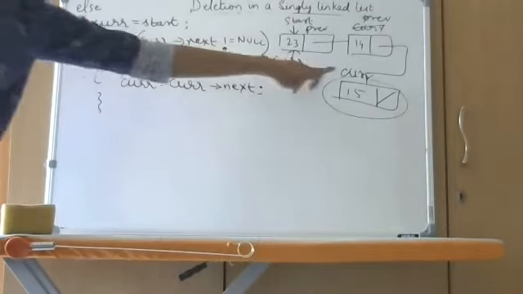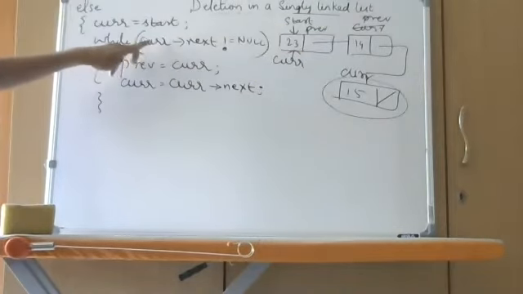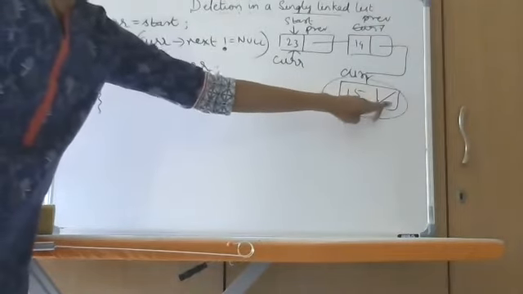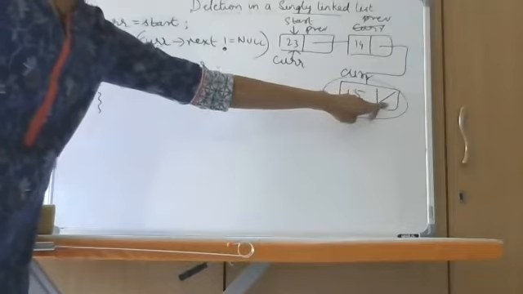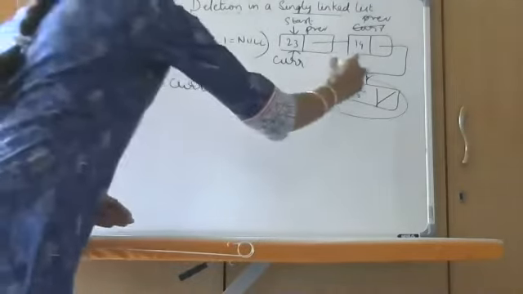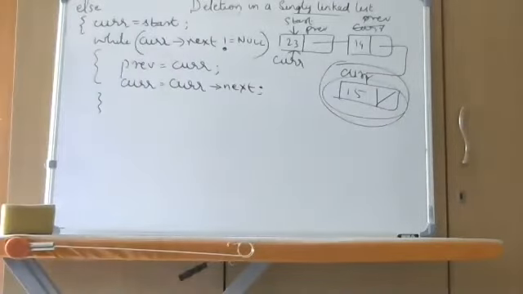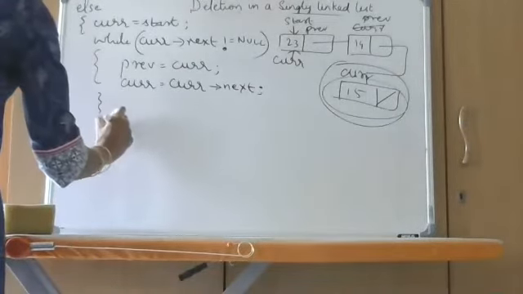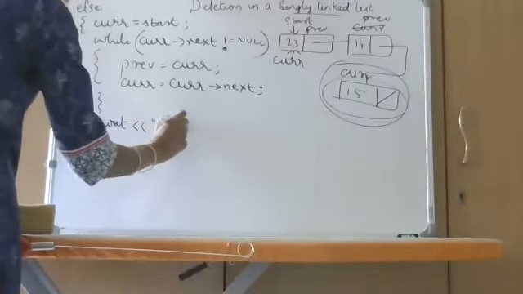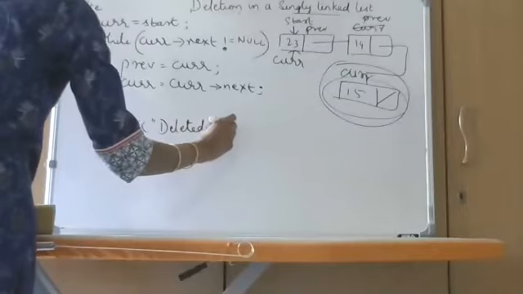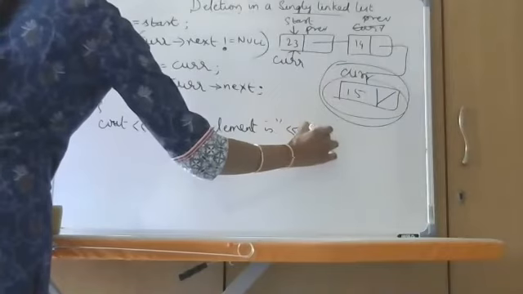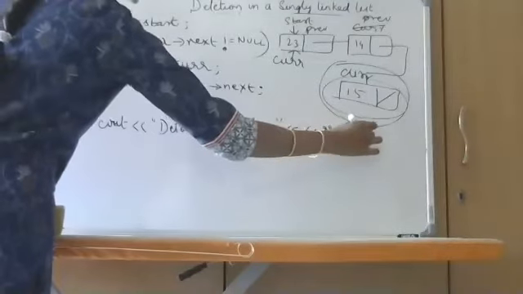Now, current is this, previous is this. Current of next is equal to null now. Correct? Current next is this one. Current of next is this part. This is equal to null. So this condition will not be satisfied. It will come out. So this is your current node now. I have to delete that. So what will I write here? C out: deleted element is current of data. Your 15 will get deleted.